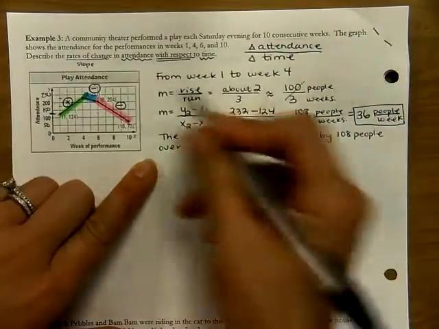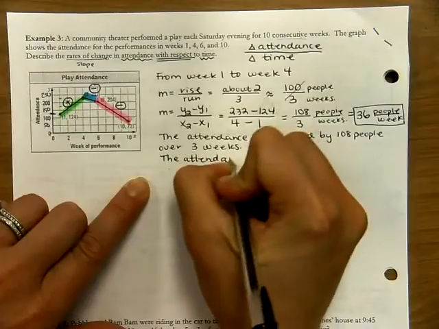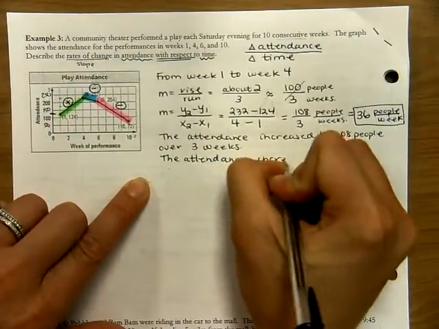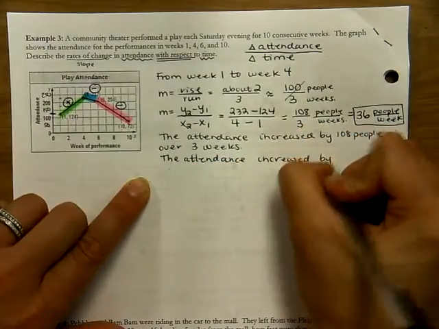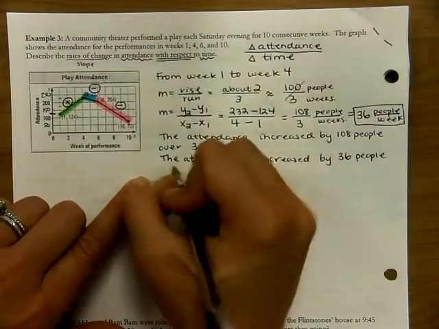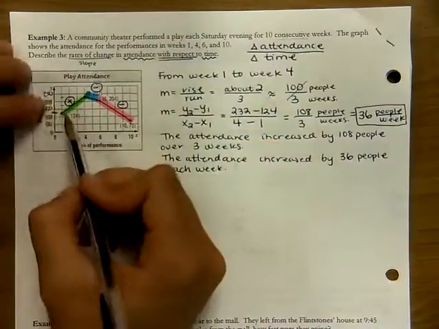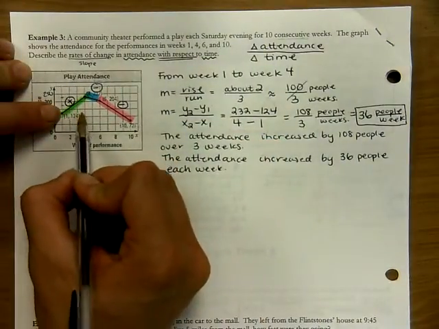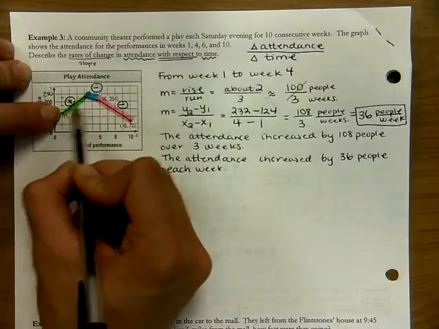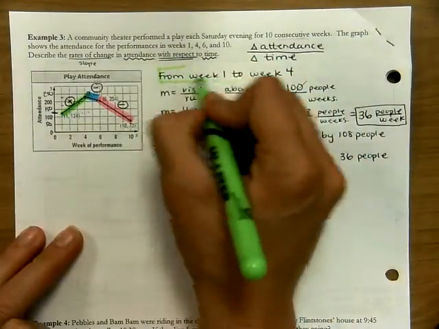So this is one interpretation, but simplifying it, we would say that the attendance increased by 36 people each week or every week. So instead of saying the whole time, we could say each one of these sections, 36 more people, 36 more people, 36 more people. All right, so this was the one in green, that first one from week 1 to week 4.